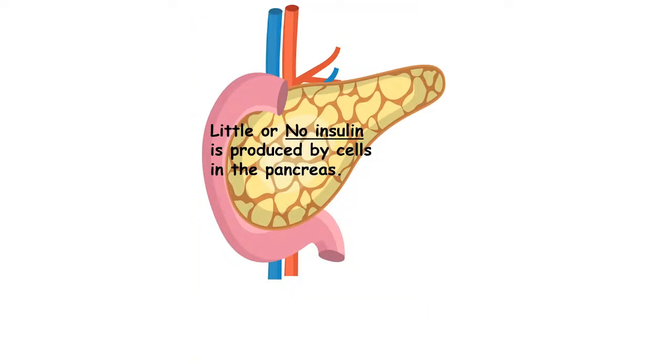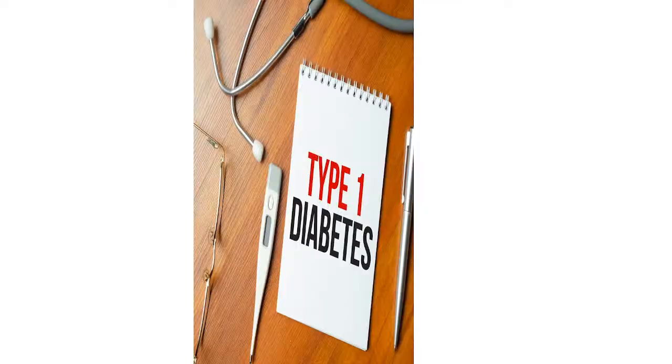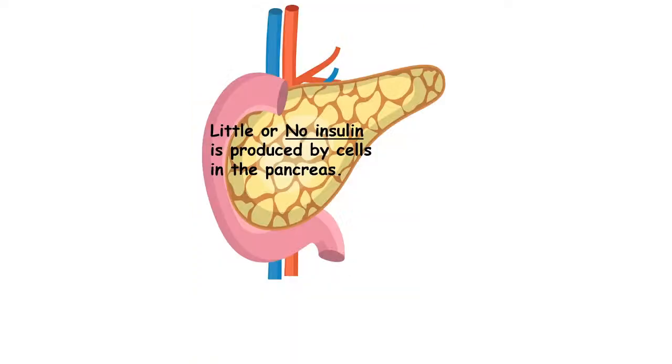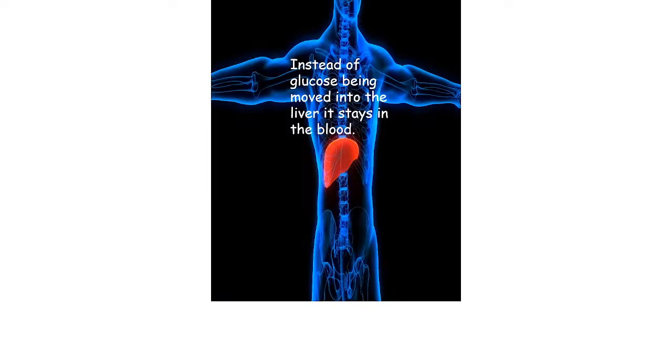So, okay. Let's go through this. Alright guys, so what do you need to know? You've got type 1 diabetes. Little or no insulin is produced by the cells in the pancreas. So the problem if you have type 1 diabetes is that you don't produce insulin. Instead of the glucose being moved into the liver by the insulin, it just stays in your blood.